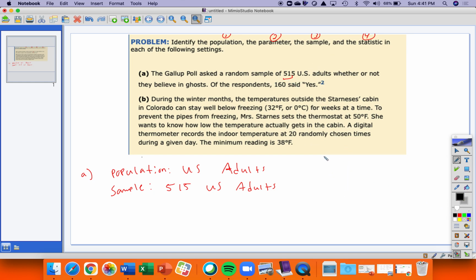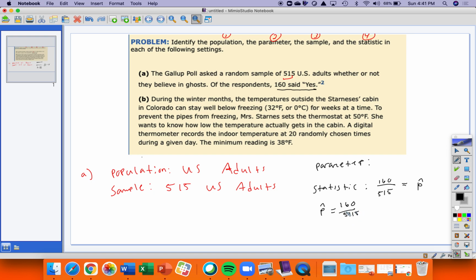Then we're looking for a parameter that goes with our population and a statistic that goes with our sample. Okay. The statistic that they give us is that 160 said yes. So our statistic is not 160. Our statistic is 160 out of 515. And that is our p hat value. So if we were writing this, I would say p hat is equal to 160 over 515.